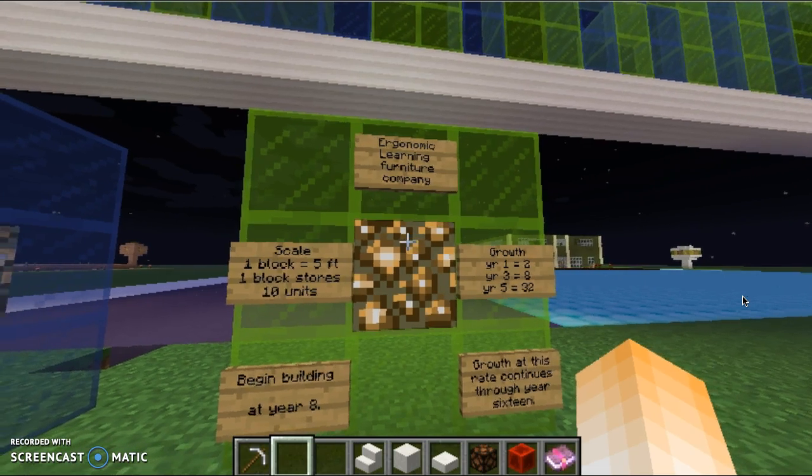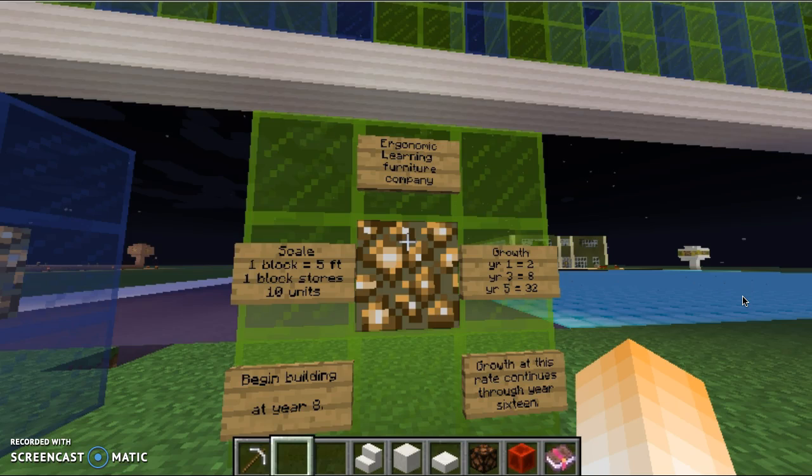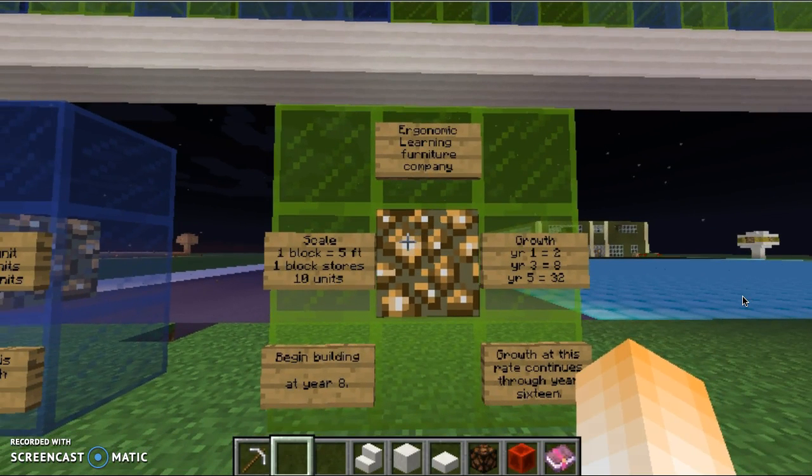So they're going to have this company. Their scale is the same, 1 block equals 5 feet, but each block only stores 10 units. So they can't fit as many pieces of furniture in the same space, which makes sense. They're going to start building at year 8.